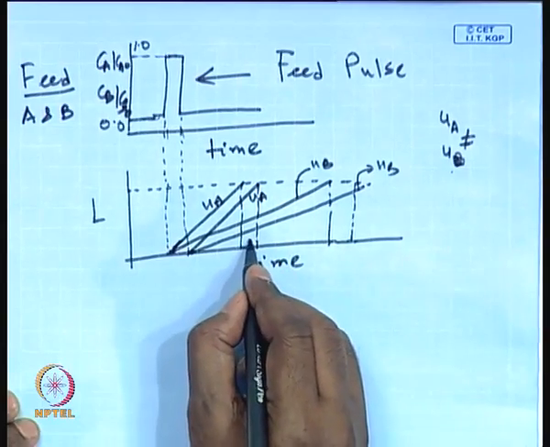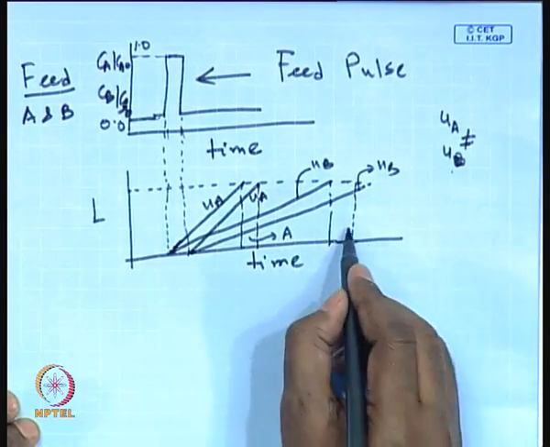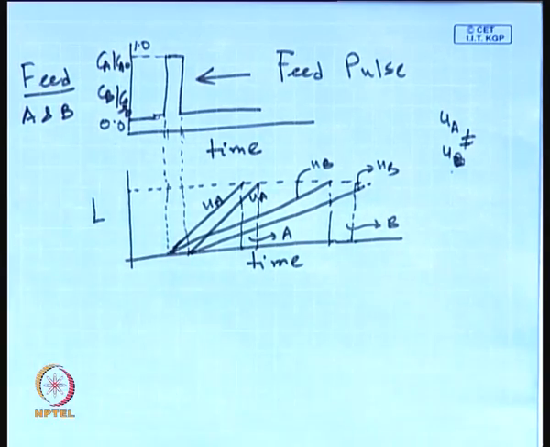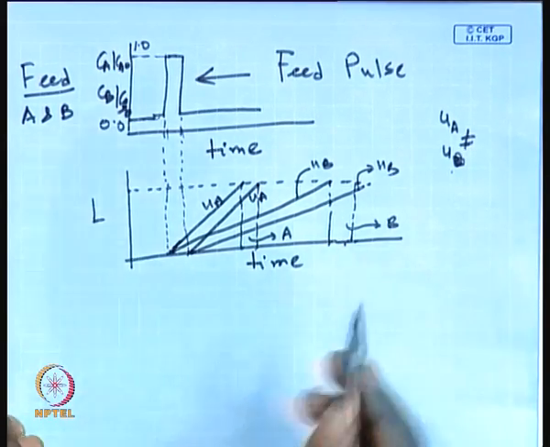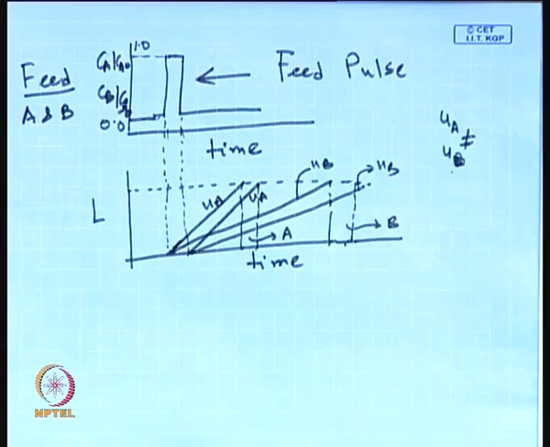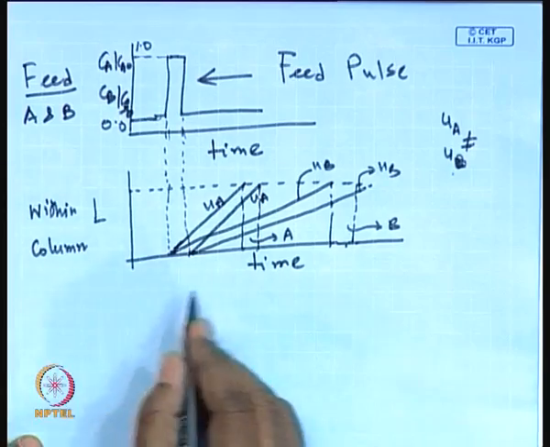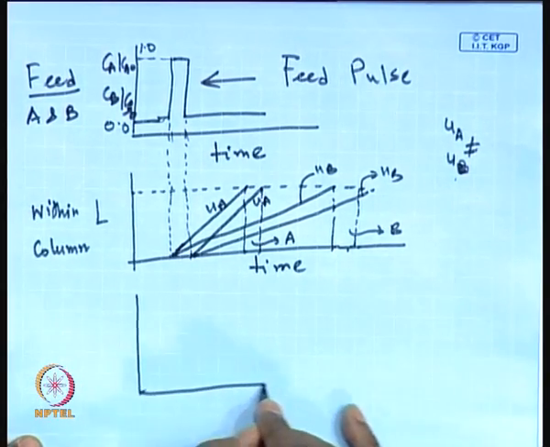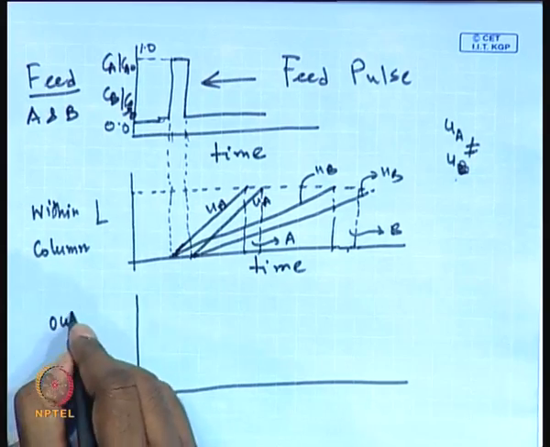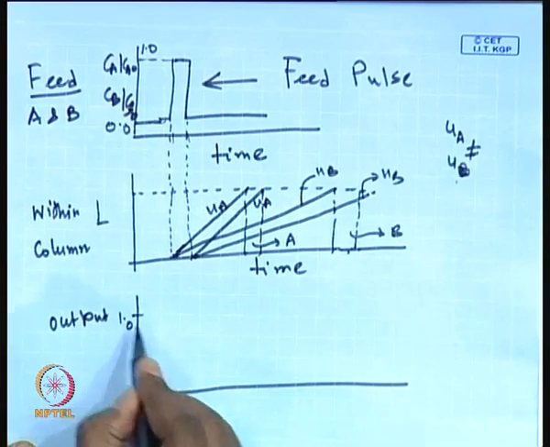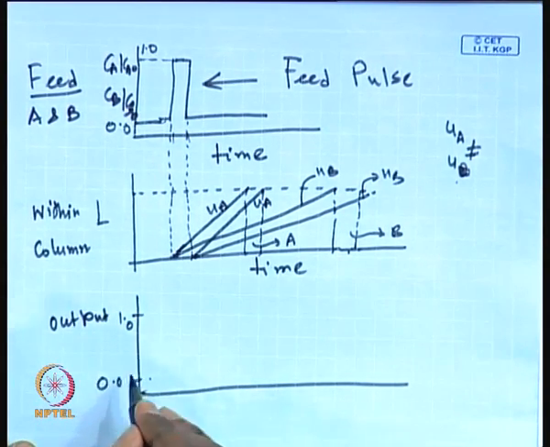So, in this period you will be getting A, and in this period you will be getting B. That means, at this time t 1, you will be getting only component A, and at this time t 2, you will be getting only component B, and these two components will be separated out, they will be fractionated. Now, this is within the column. Next, I will plot just below it the output of the column. Again I will put a scale between 1 and 0.